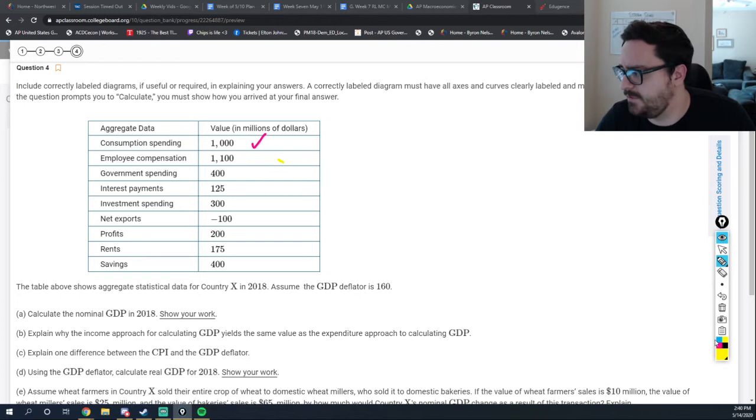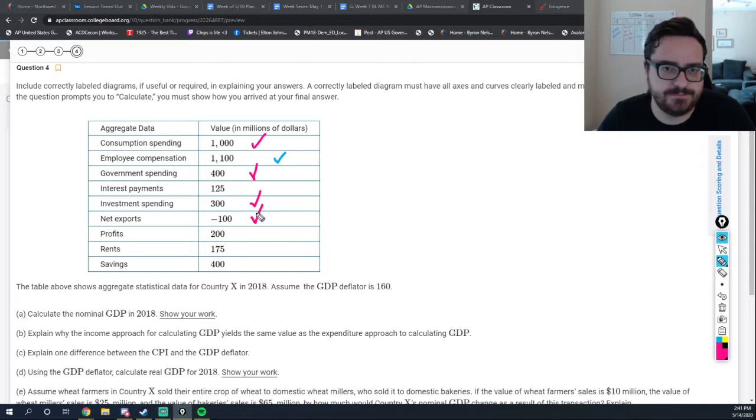So I'm going to use blue for this. I'm going to use red for the normal way we find GDP. I'm going to use blue for the, you could also do it this way, but I don't know why you would, approach, which is the income approach. Government spending, totally fine. Investment spending, totally fine. Net exports, totally fine. Done. Could also do this.